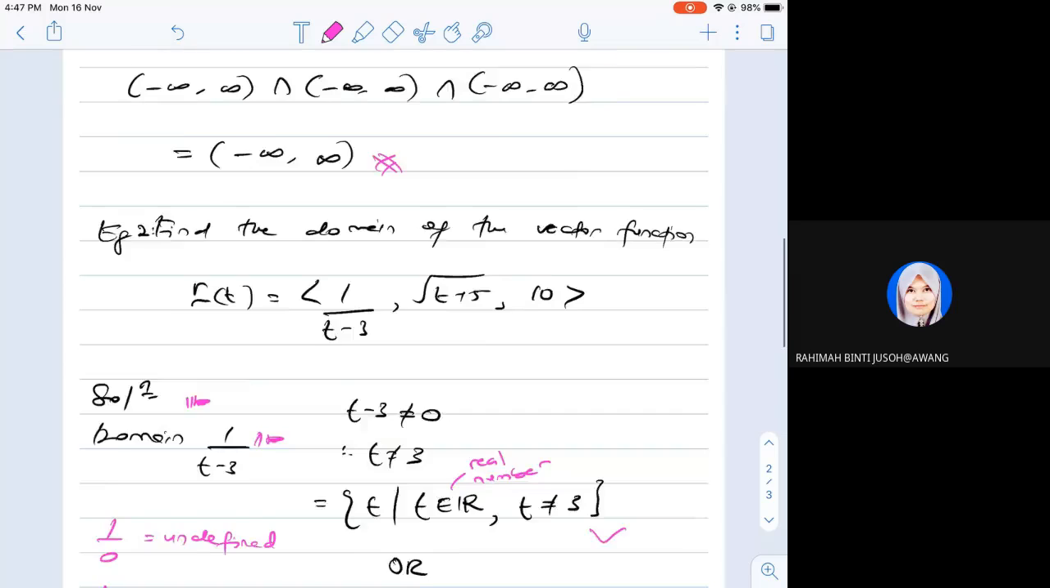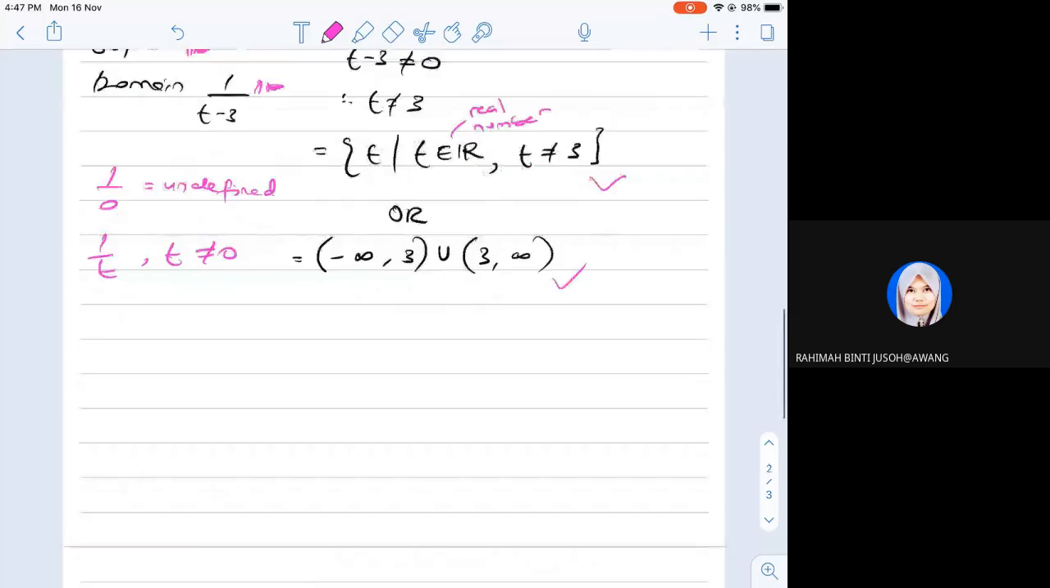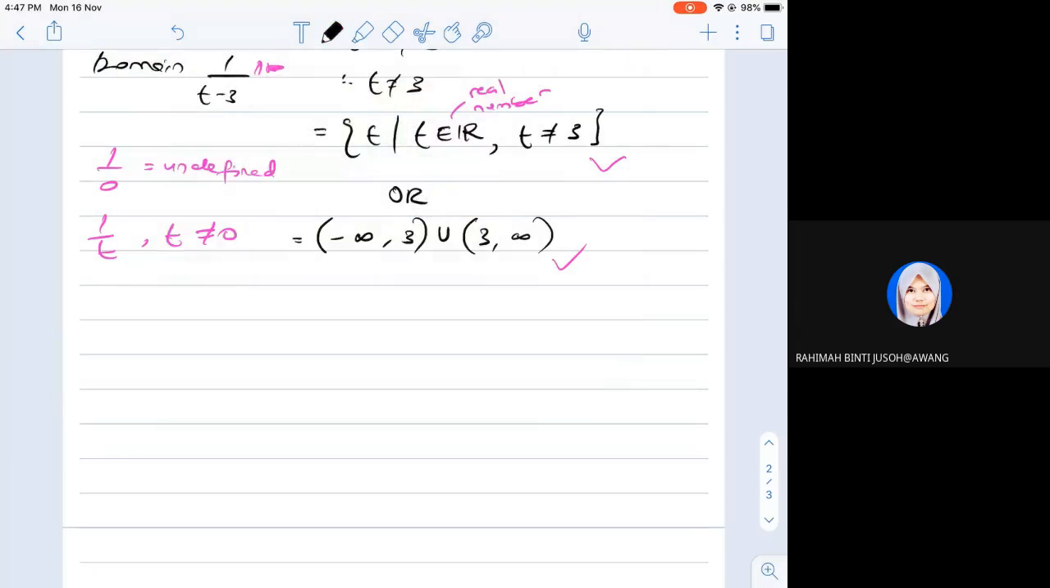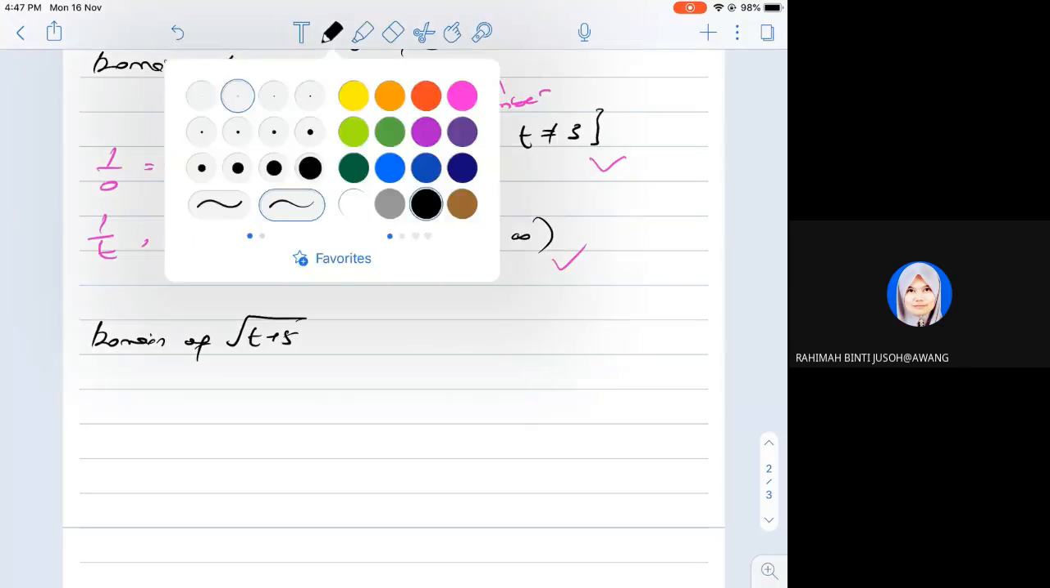Next, the domain of square root of t plus 5.